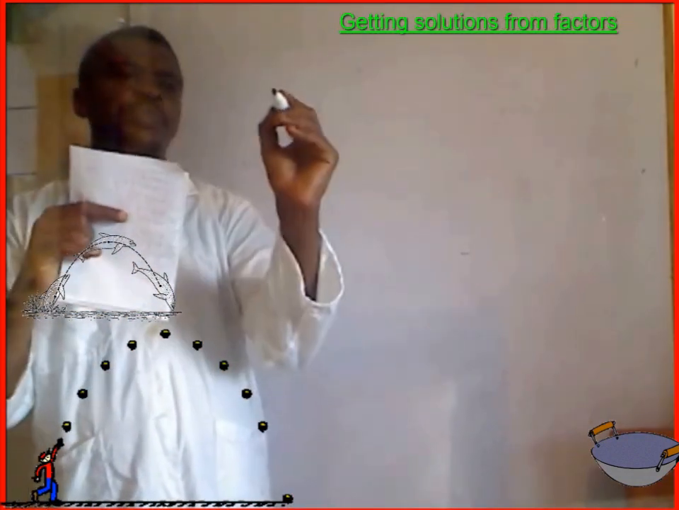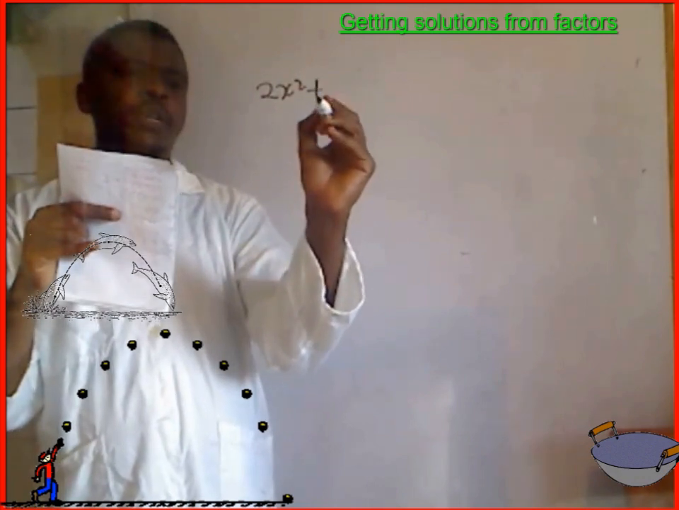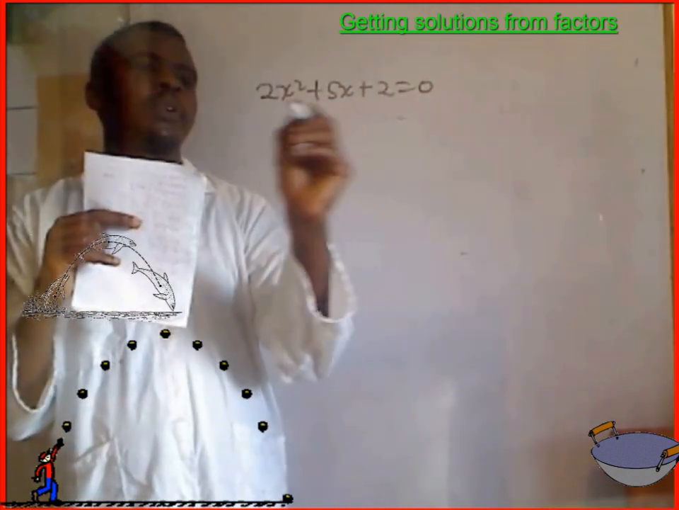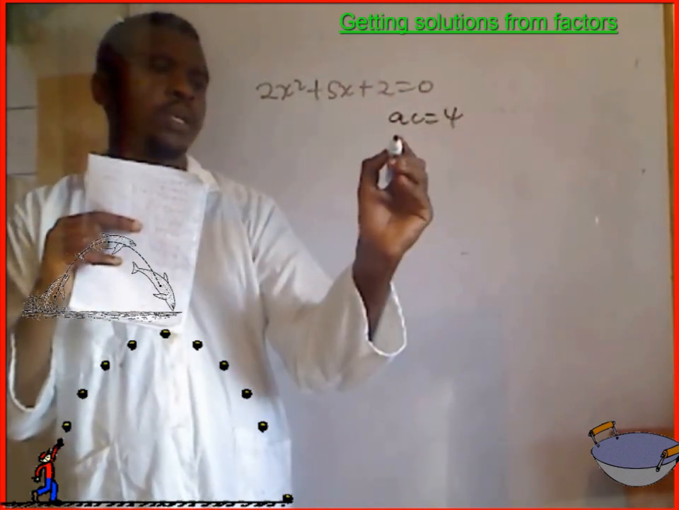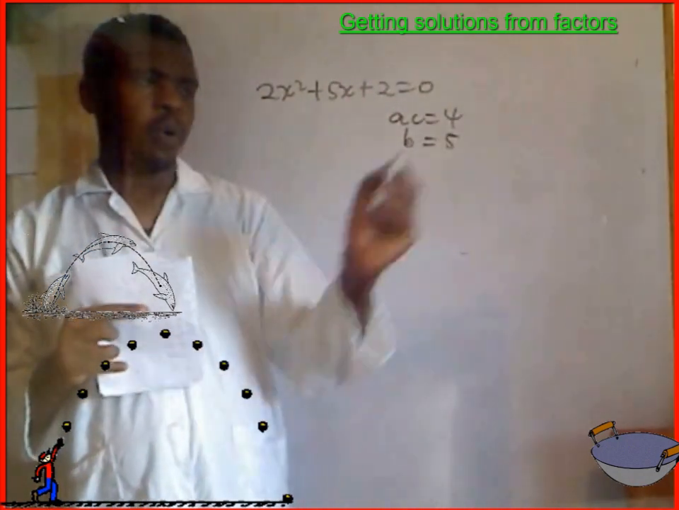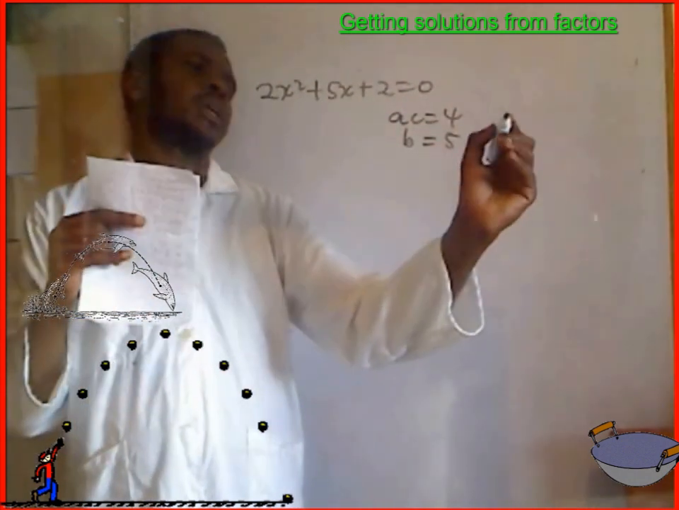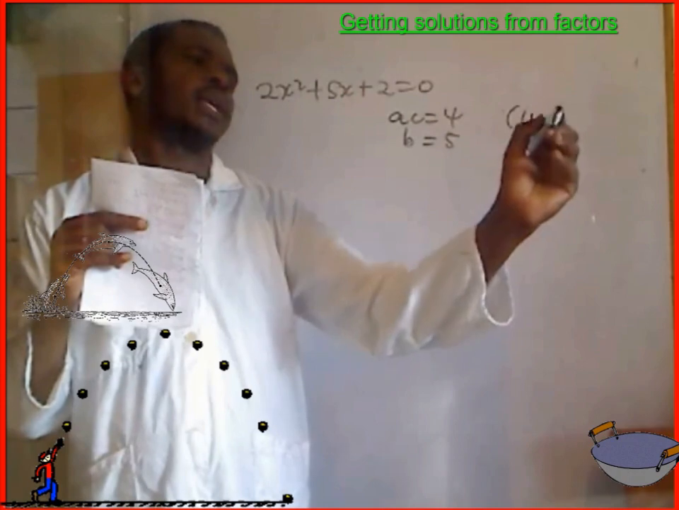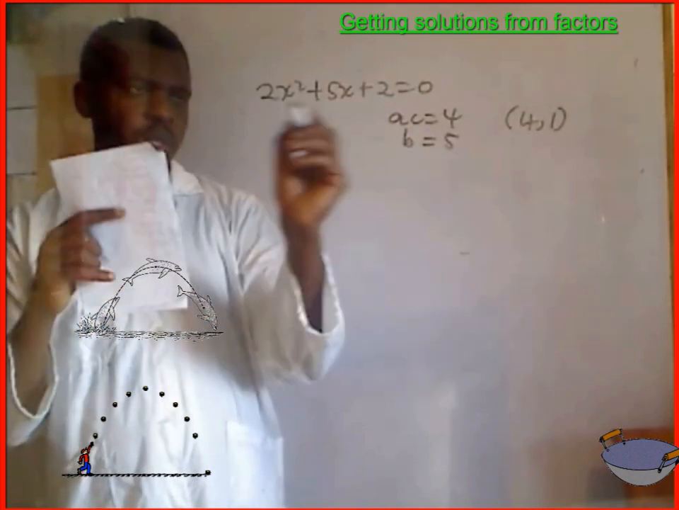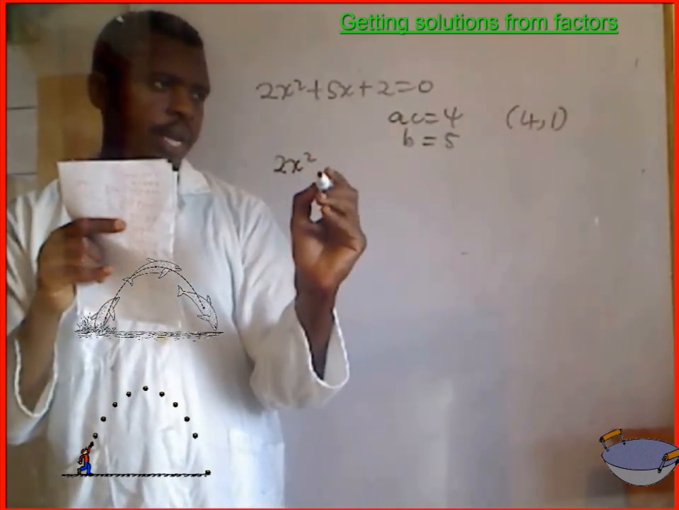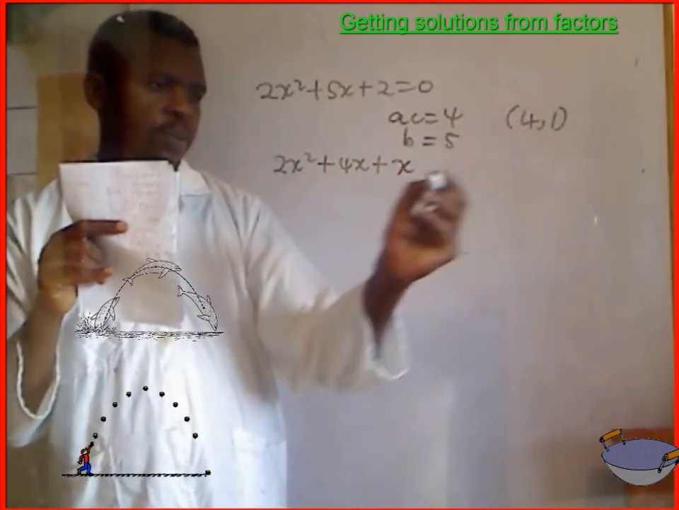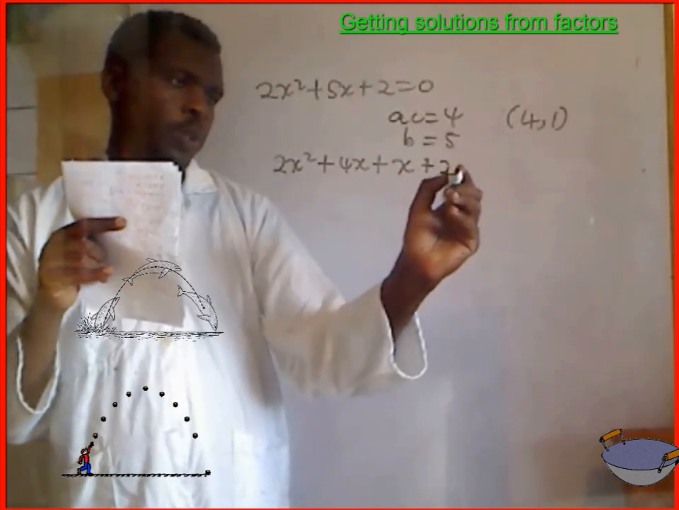Let's do another example. 2x squared plus 5x plus 2 is equal to 0. What is the product of our roots? AC is equal to 4. The sum b is equal to 5. Two numbers that when multiplied give 4 and when added will give 5. These numbers are 4 and 1, or 1 and 4. Now I use these numbers to expand my quadratic equation. Here I'll have 2x squared plus 4x plus x, 1x, plus 2 is equal to 0.